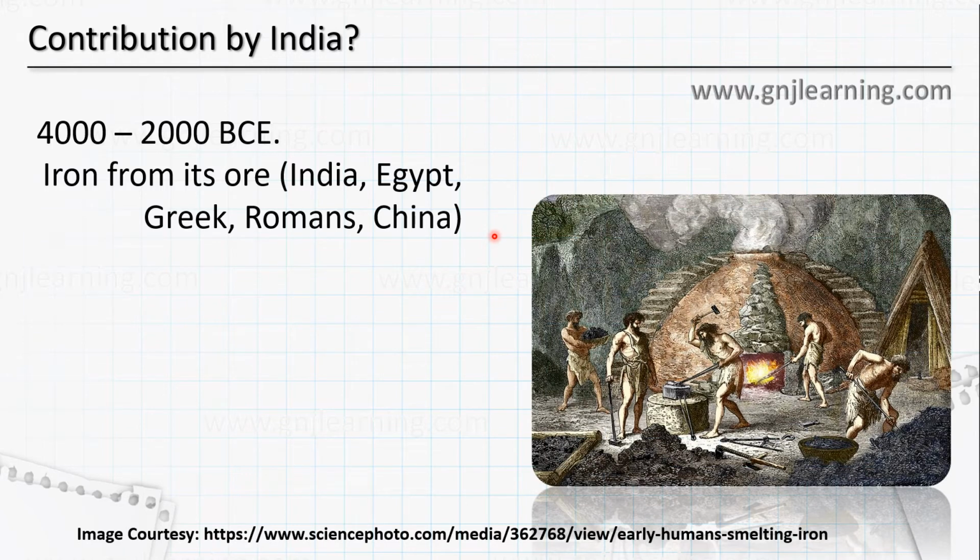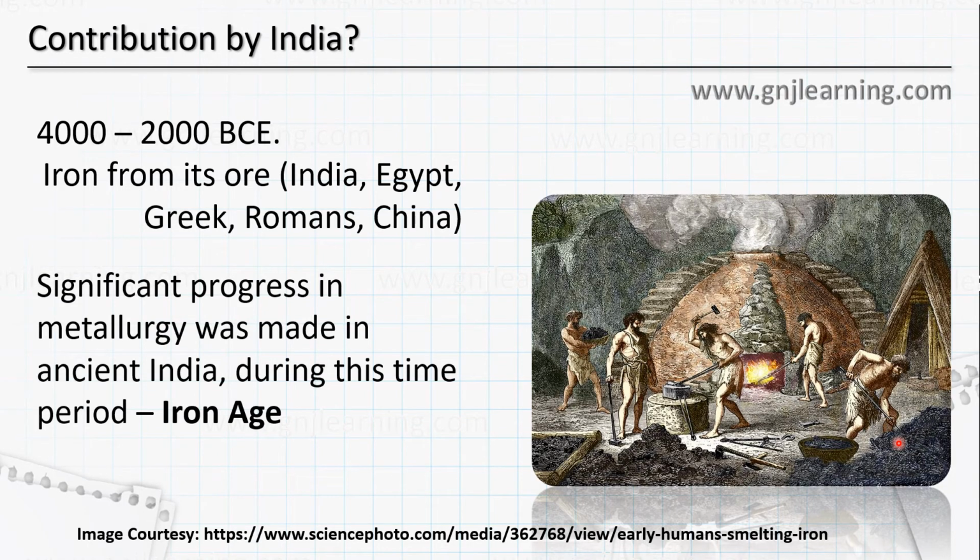So this is one of the mines, again a photo that is available on the internet from Science Photo. You can see these mines where ancient humans are using the black soil, which is actually the ore of iron, in order to extract iron from it. So significant progress was made in metallurgy. Metallurgy means extraction of metal from its ore by ancient India during this time, and this era was known as Iron Age, where iron was the chief metal.